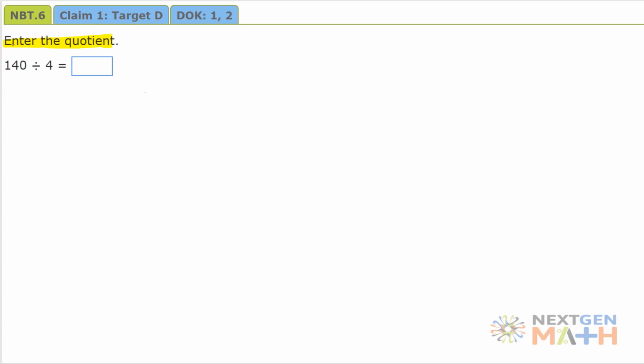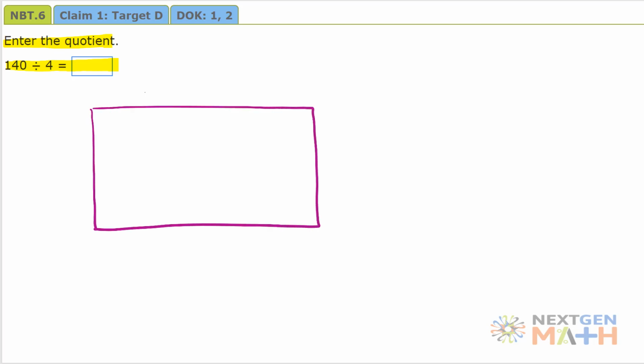Enter the quotient. 140 divided by 4 is equal to what number? And so we're going to go ahead and draw a rectangle, and the rectangle is going to be our area model. The area of the rectangle is 140, but our side length, this side length here, is 4. What we're really wanting to find out is the length of this side. Another way we could think about this problem is 4 times what number is equal to 140?